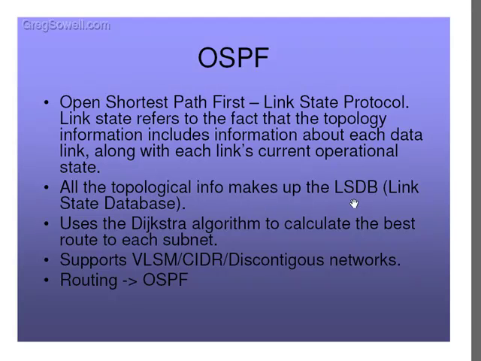All the topological information makes up the LSDB, the link state database. We just talked about that. It uses the Dijkstra algorithm to calculate each route. It's called the SPF calculation, shortest path first. Once a router becomes adjacent with another, and both LSDBs are equal, it'll go ahead and run the SPF calculation, the Dijkstra algorithm, to figure out which paths are actually best to which networks, and then it'll install those in the routing table. It does support variable length subnet masks, CIDR, and discontiguous networks, and you get to it via routing OSPF.